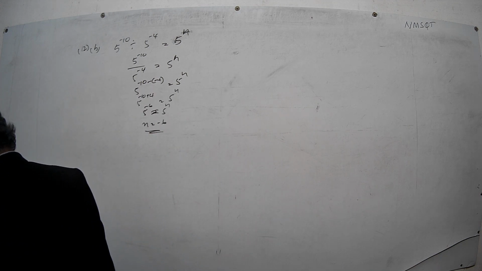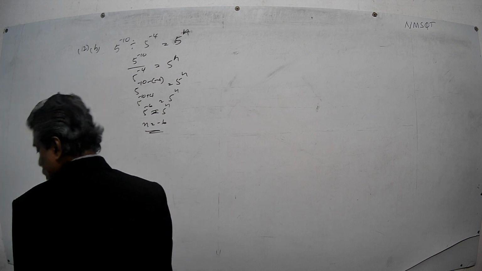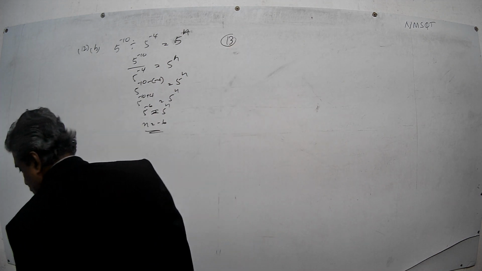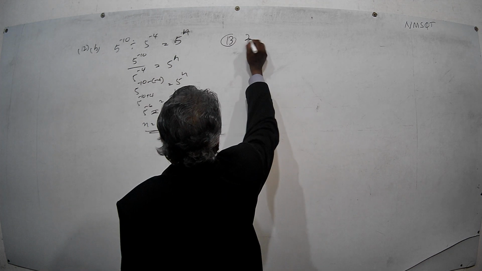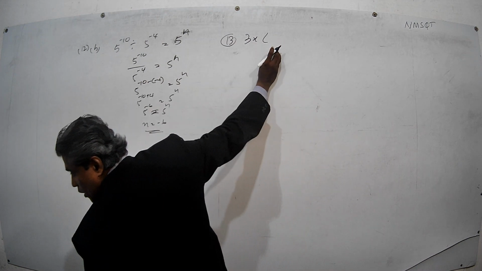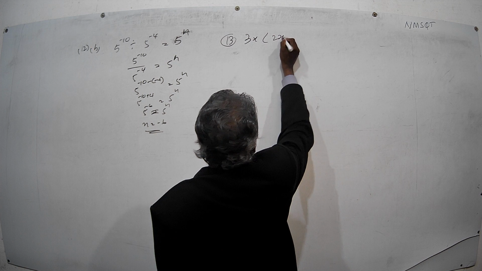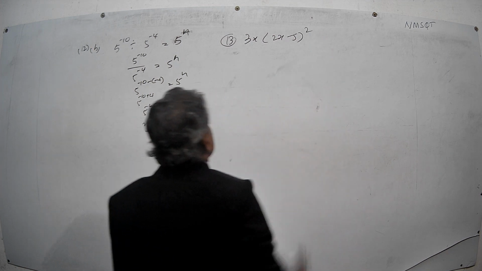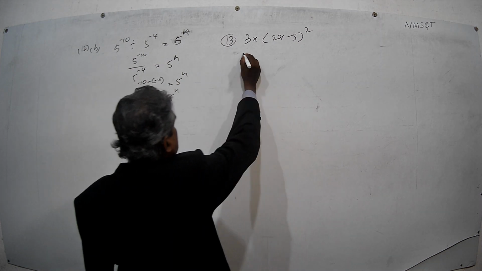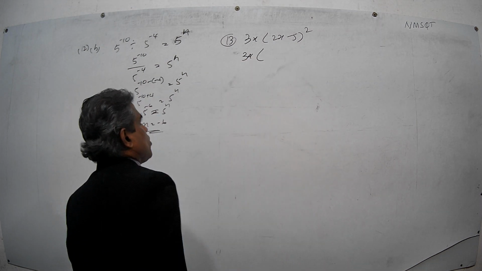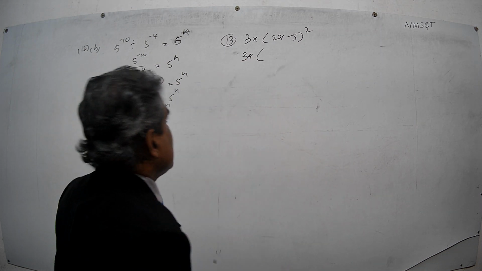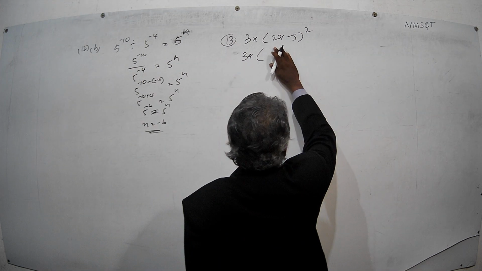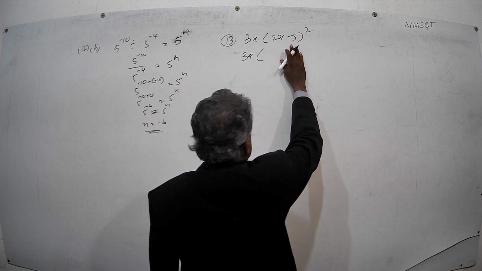Then go to question 13. Q13. What is Q13? They ask you to expand 3x into 2x minus 5 to the power 2, right? We'll expand this first of all. When you expand, this is a perfect square. It's a square of a difference, not a square of a sum of two terms.